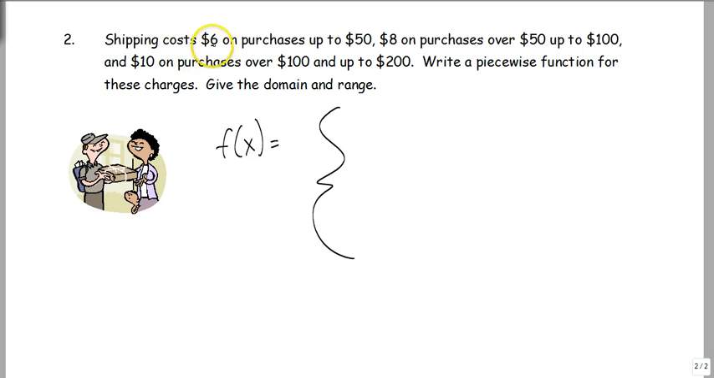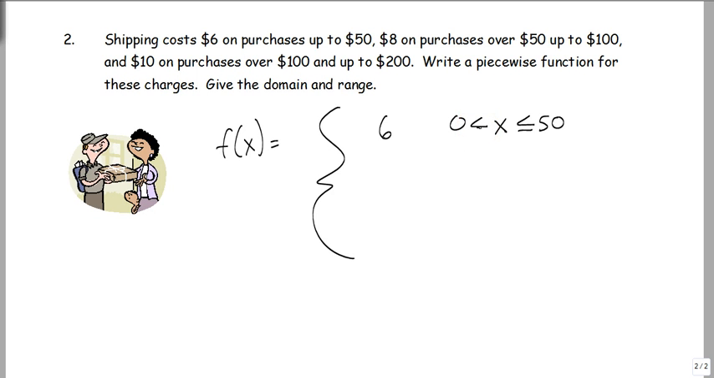The first is shipping costs $6 on purchases up to $50. So that means our x is between 0 and 50. Now up to means we include 50. Think about this. Do we want to include 0 for this part? You can think about that. Maybe pause, take a quick second to think. Why would we want to or not want to include 0?